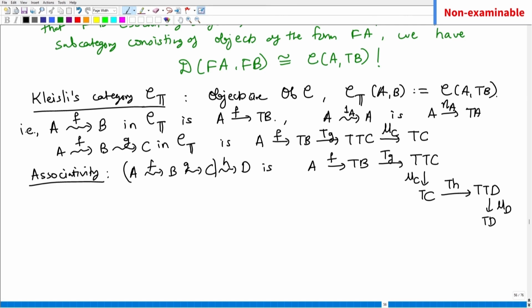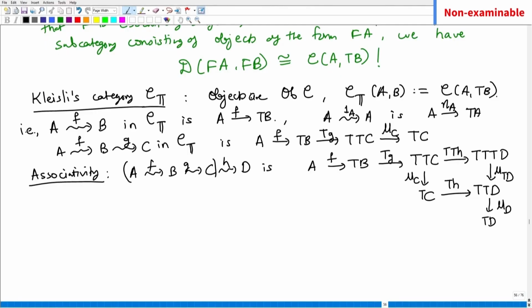Now I have designed the diagram in such a way that everything has to happen properly. What should this be? Tell me. I can complete this diagram. This will be TTH to TTTD. Right? And then I will take the morphism vertically. What is that? Mu sub TD. This square commutes because mu is a natural transformation.